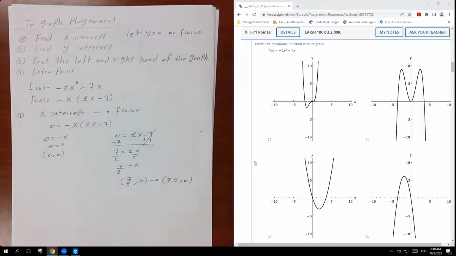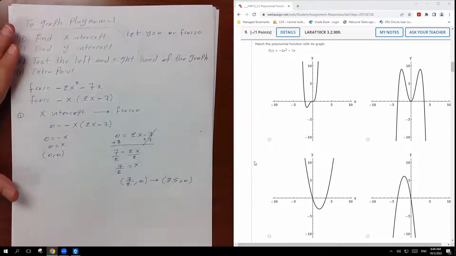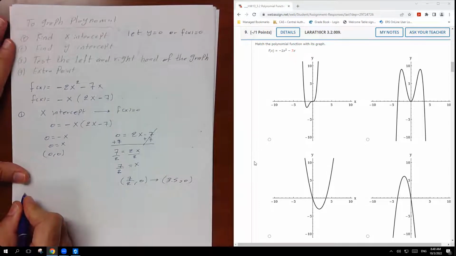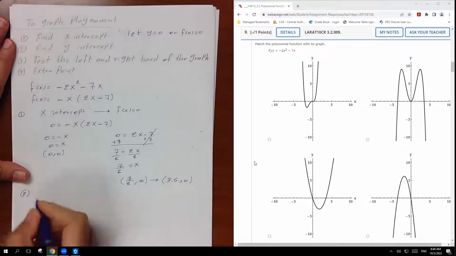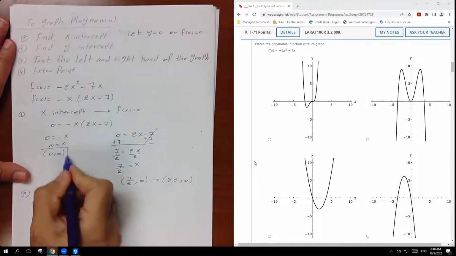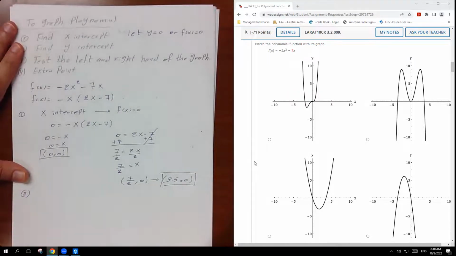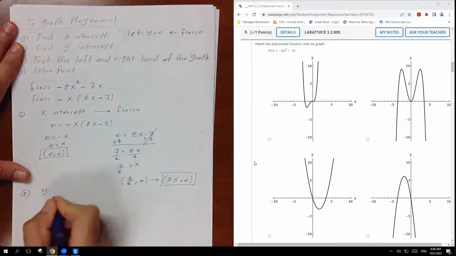Now let's check. I just found the x-intercepts. The second one, we need to find the y-intercept. So we're going to let x equal 0. I'm going to put here the first point, and here is the second point. Now find the y-intercept.